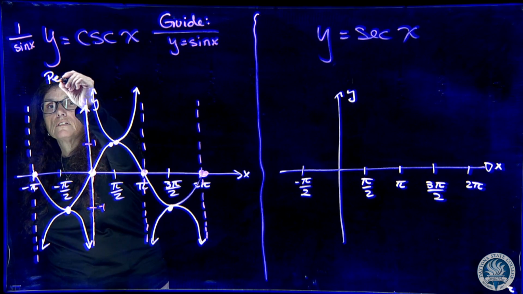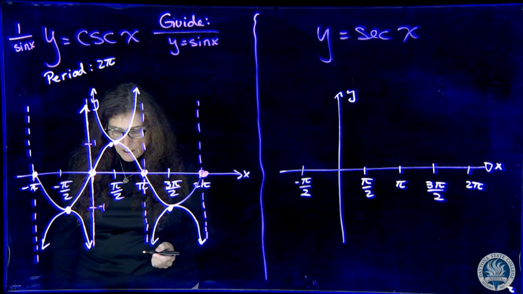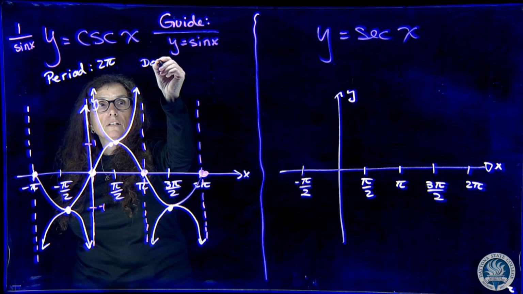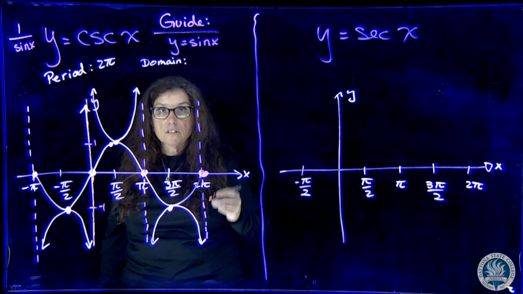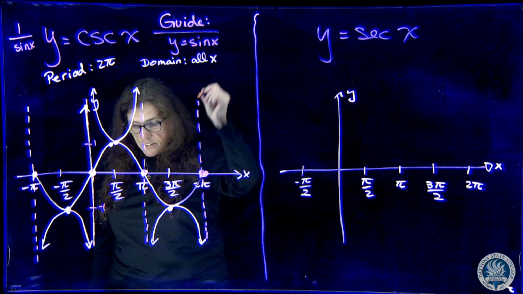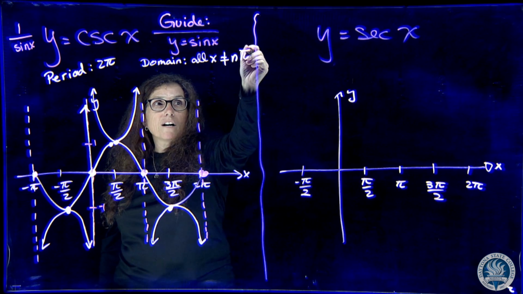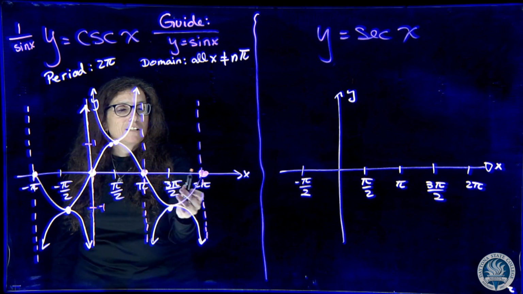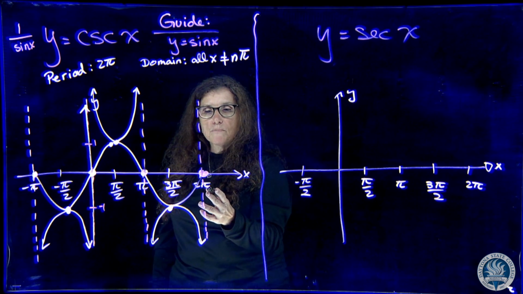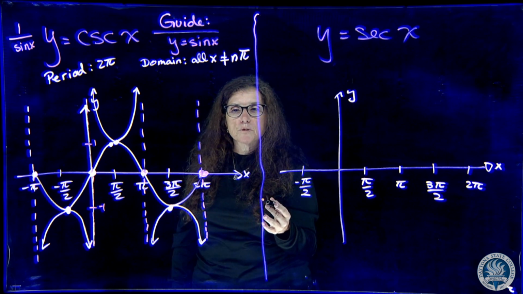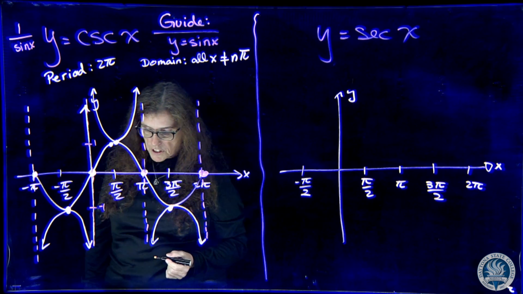The period is just like the sine function, 2 pi. We have a domain here. The domain, we have to be careful because we have asymptotes here, is all x values that are not n pi, because each n pi we have an asymptote. So if 2 pi is my last asymptote here, the next asymptote would be 3 pi, 4 pi, and so forth for a basic cosecant function.